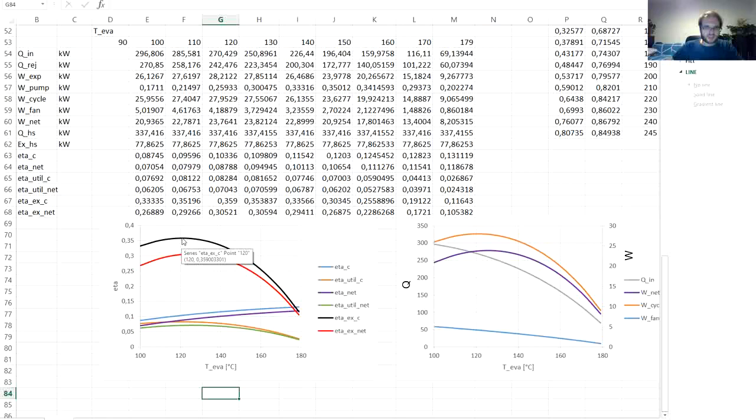And we can actually see that the Exergy efficiency of the system has the maximum point at the same temperature as the utilization efficiency and the work of the cycle, while for the net values, the net Exergy efficiency has the maximum point at the same place as the net utilization efficiency and net work of the system. So these are the general characteristics that can be basically applied to most of the waste heat recovery systems.